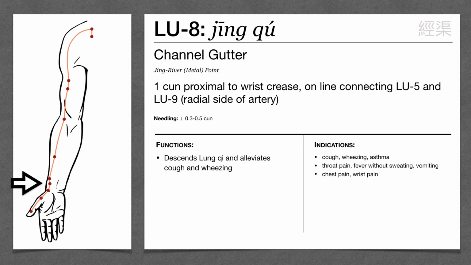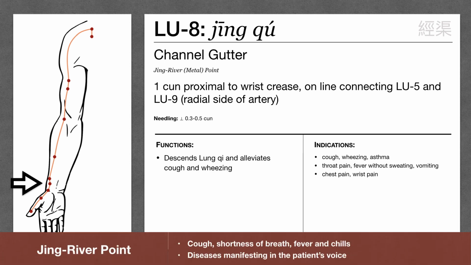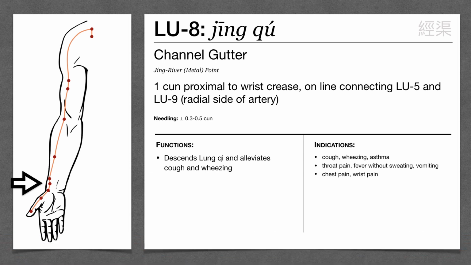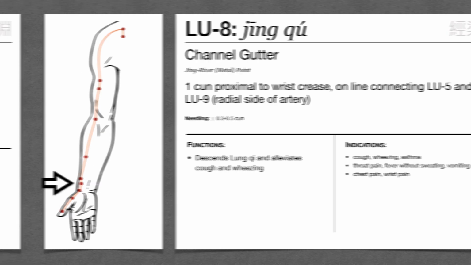Lung 8 is Jing Chu, channel gutter. Honestly, this is not a very commonly used point. It's the Jing River point, and you would think this would be a big deal because Jing River points treat cough, shortness of breath, and fever and chills. But honestly, this point just isn't used very much in the modern clinic. If we wanted to release the exterior and treat these conditions, most people would just go to lung 7.